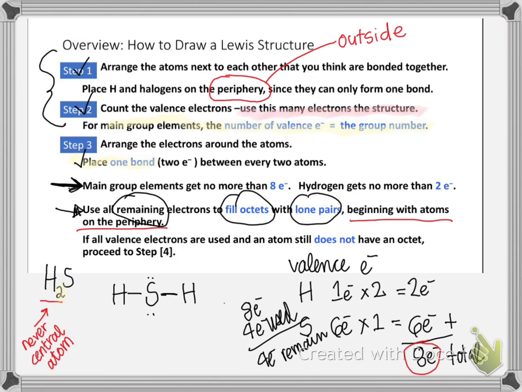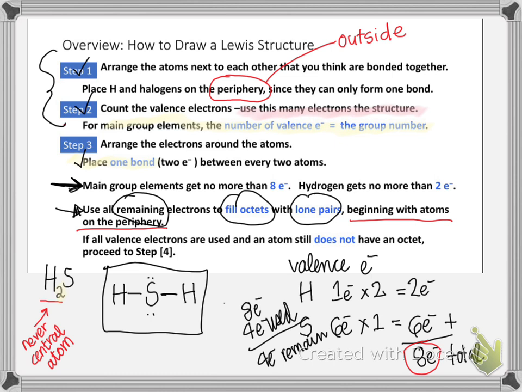So now if I look, sulfur has 2, 4, 6, 8. So it has 8 electrons around it, and I used a total of 8 electrons. So this right here, I'm getting rid of the highlighting, that right there would be the correct Lewis structure for H2S.